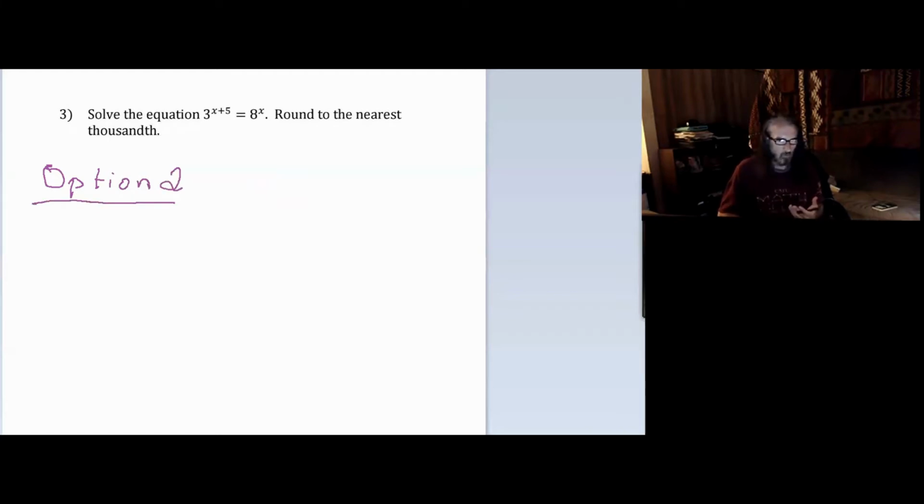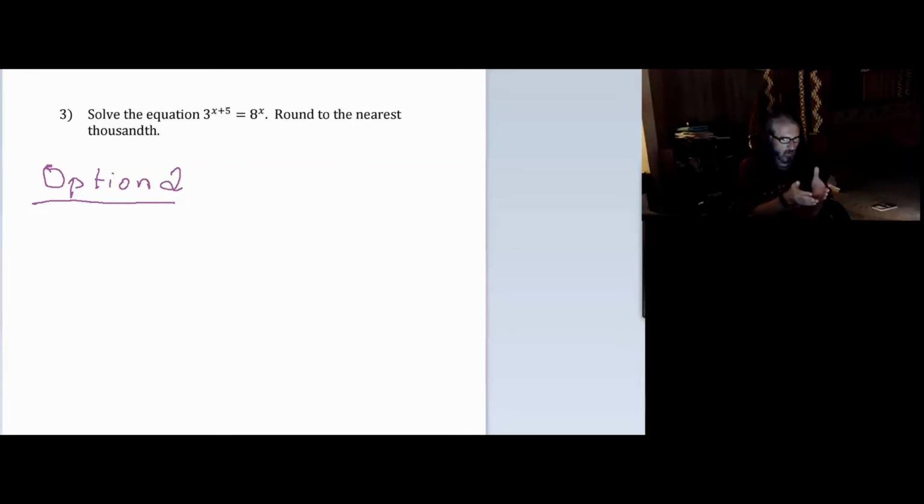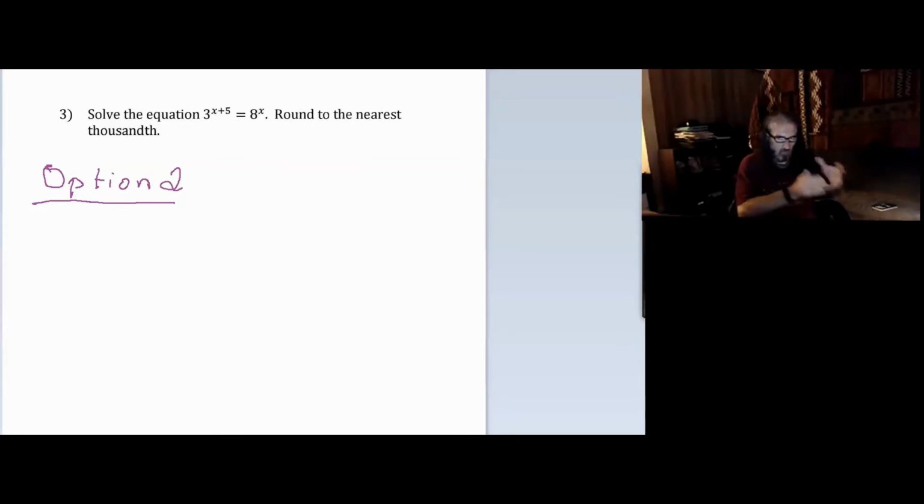We've got a variable in both exponents. The other approach, what was perhaps most difficult about it, was having to deal with that x plus 5 and then distributing the natural log of 3 to that. It started to make things look really messy. How about we take the log in base 3 of both sides instead?